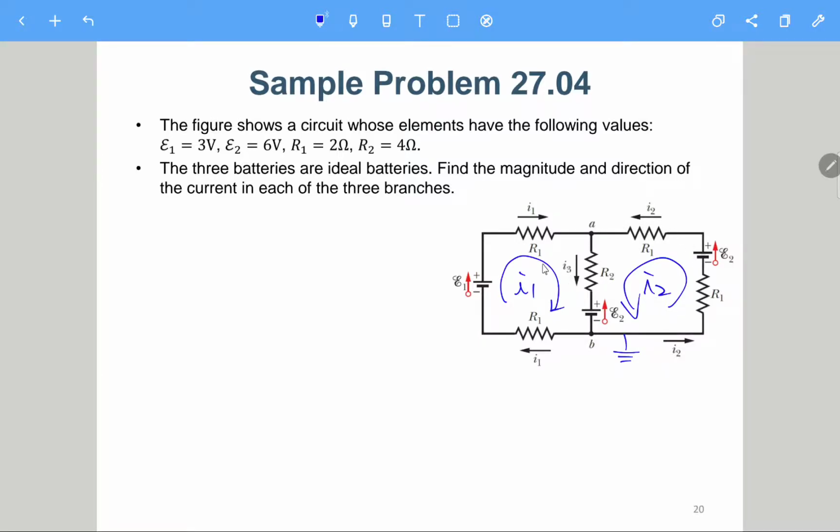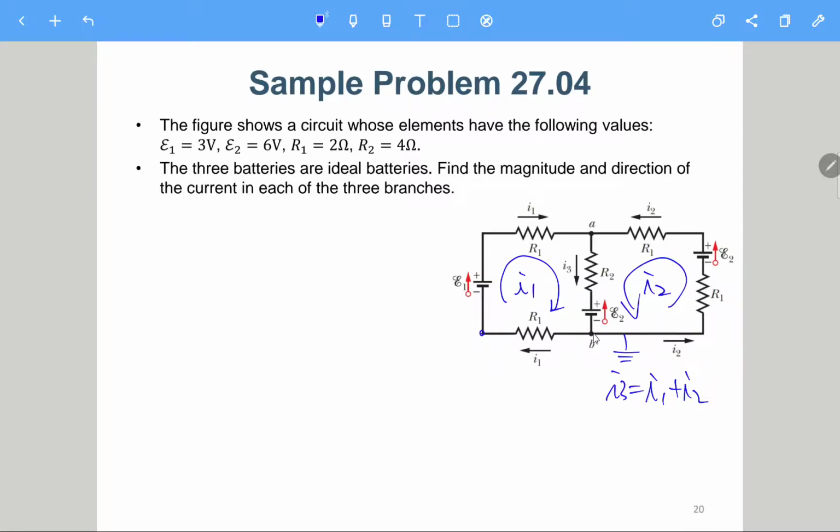So I3 will be nothing but I1 plus I2. So we have I3 equals I1 plus I2. Or you can just write the KCL here. We have I1, I2 going into this node, I3 going out of this node. So I1 plus I2 is I3. Yeah, so we can try to write the mesh equation.